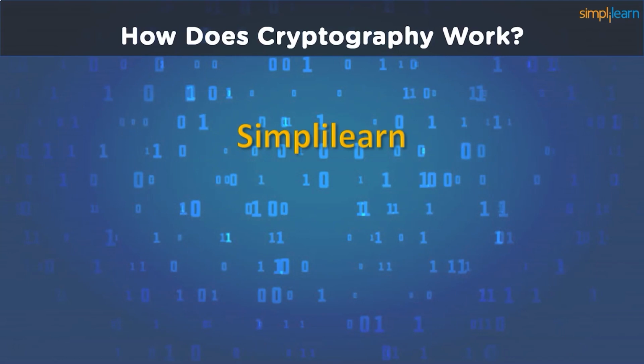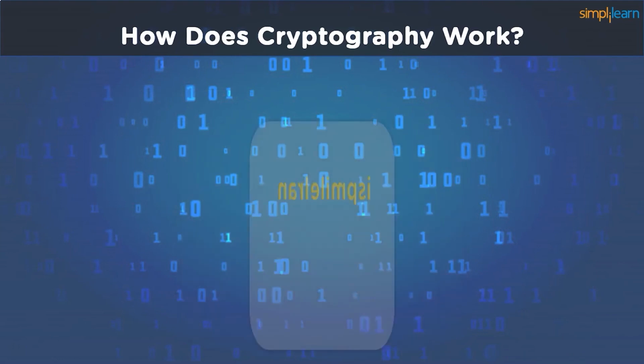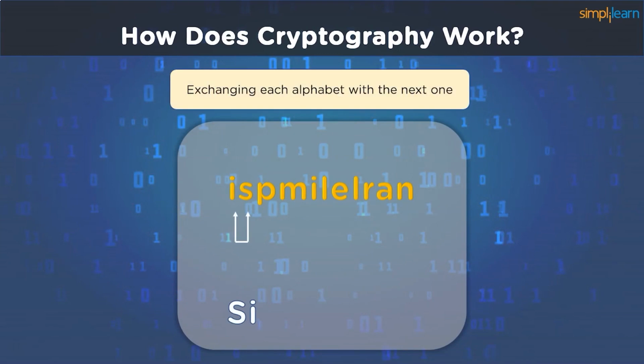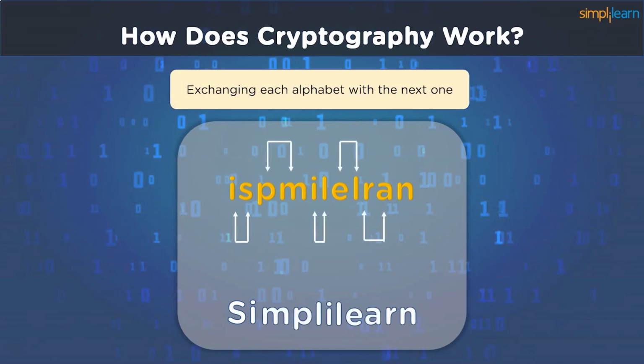For example, when Simplilearn is jumbled up or changed in any format, not many people can guess the original word by looking at the encrypted text. The only ones who can are the people who know how to decrypt the coded word, thereby reversing the process of encryption.